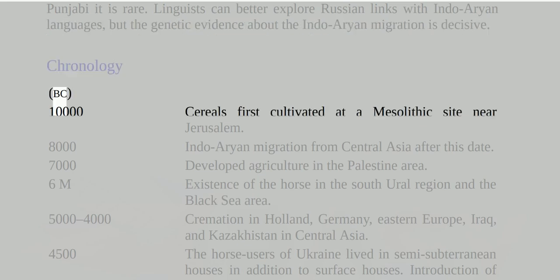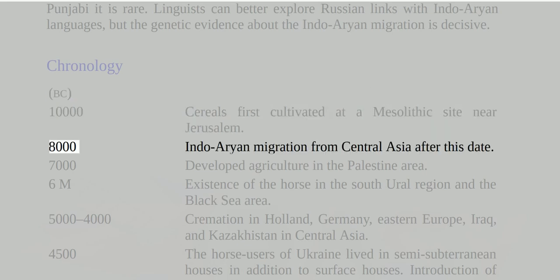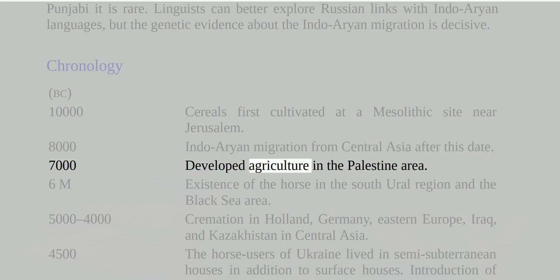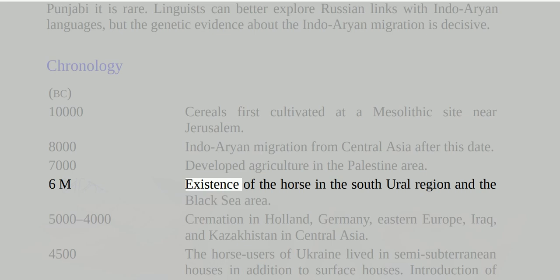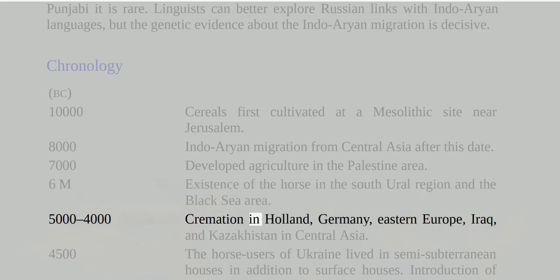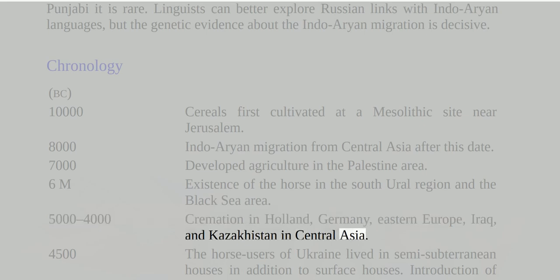Chronology. BC, 10,000 cereals first cultivated at a Mesolithic site near Jerusalem. 8,000 Indo-Aryan migration from Central Asia after this date. 7,000 developed agriculture in the Palestine area. 6,000 existence of the horse in the South Ural region and the Black Sea area. 6,000 cremation in Holland, Germany, Eastern Europe, Iraq, and Kazakhstan in Central Asia. 4,500 the horse users of Ukraine lived in semi-subterranean houses in addition to surface houses.